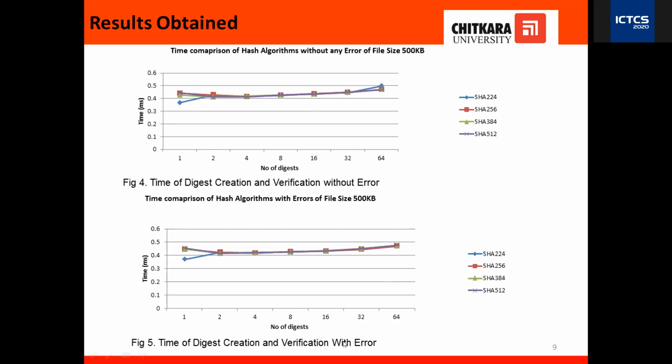Next, suppose one or two or more digest values got corrupted, then the result obtained is again overlapping with the without-error curve. That means this particular chain detection technique is not causing any extra overhead.